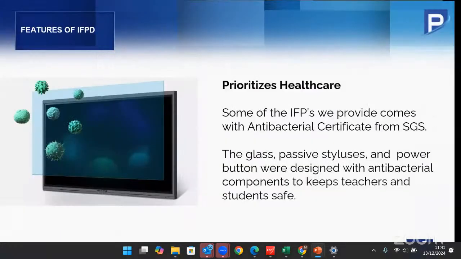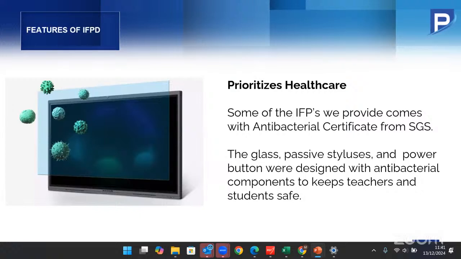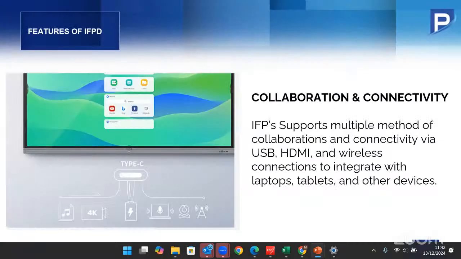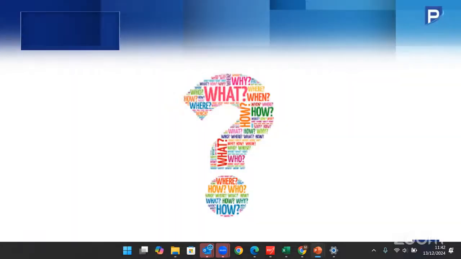And I'll try to round up quickly. Prioritizing healthcare, some of our screens also have antibacterial certificates to ensure that your students are actually protected. Collaboration and connectivity. Like I said, our interactive platform has different methods by which you can collaborate. You can share your devices to the screen via the wireless method, or if you still want to make use of HDMI, you can do that. So this comes to the end of the few points I want to mention around the features and the benefits of why you should consider having an interactive flat panel in your classrooms.